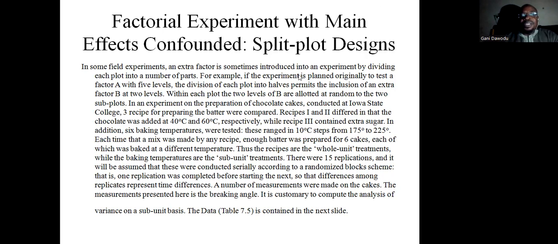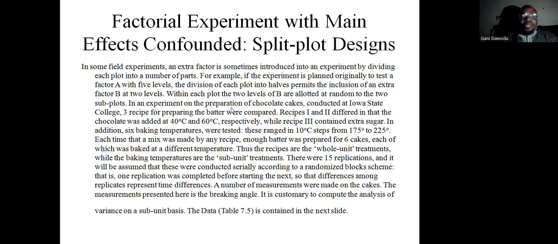For example, if the experiment is planned originally to test a factor A with 5 levels, the division of each plot into halves permits the inclusion of another extra factor B at 2 levels. Within each plot, the 2 levels of B are allotted at random to the 2 subplots.